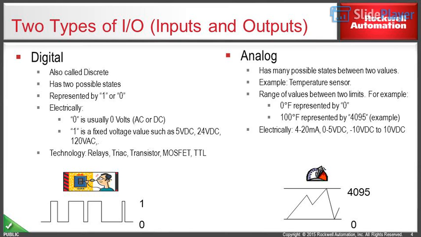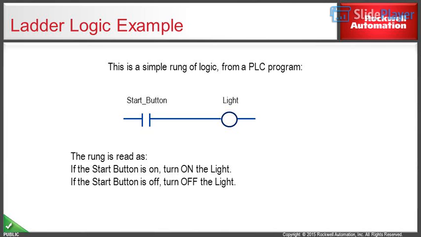Ladder logic example. This is a simple rung of logic from a PLC program. Start_button, Light. The rung is read as: if the start button is on, turn on the light. If the start button is off, turn off the light.